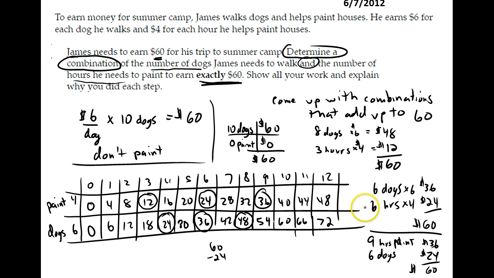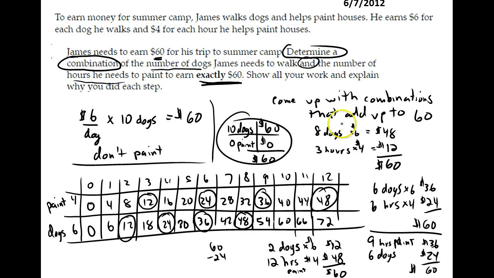Let's go one more answer here. 12 and 48. He could walk 2 dogs and get $12, and he could paint for 12 hours and get $48, and that would add up to 60. They didn't ask us for all these. They just say give me one combination. So any of these would work.